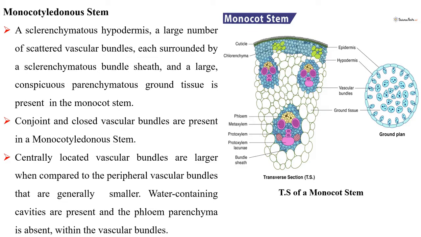Centrally located vascular bundles are larger when compared to the peripheral vascular bundles, which are generally smaller. Water-containing cavities are present and the phloem parenchyma is absent within the vascular bundles.